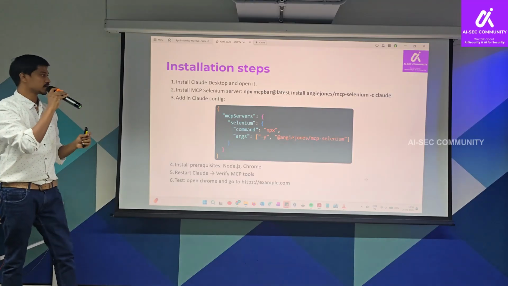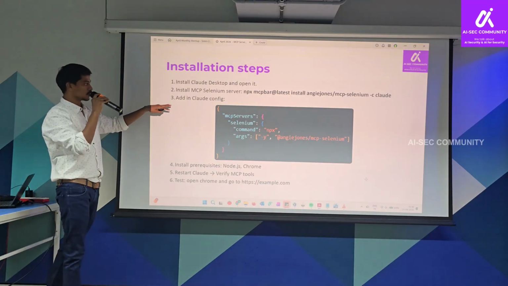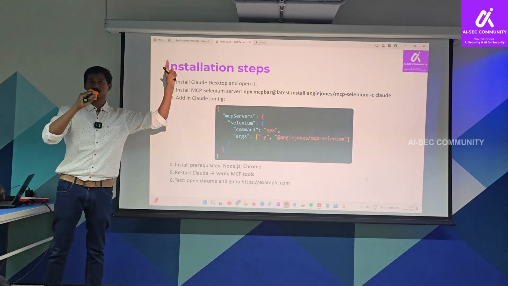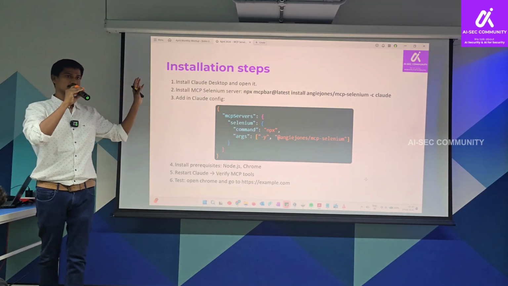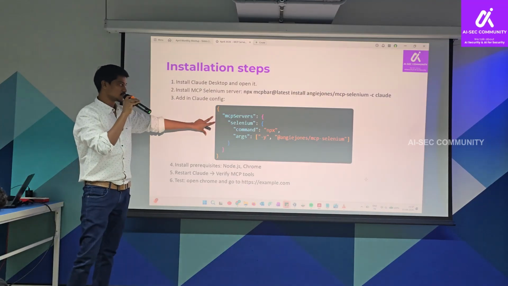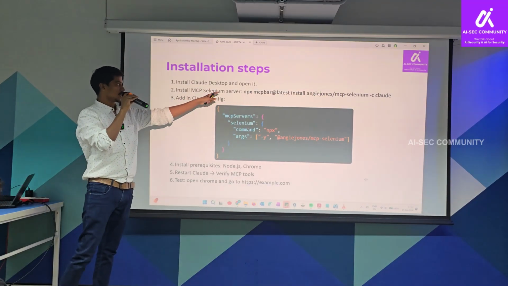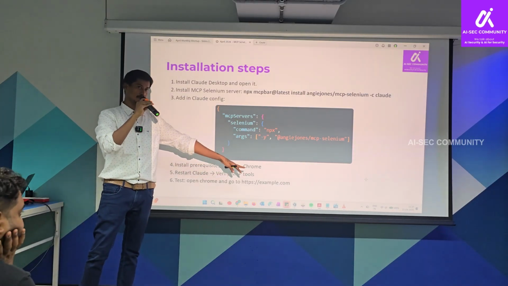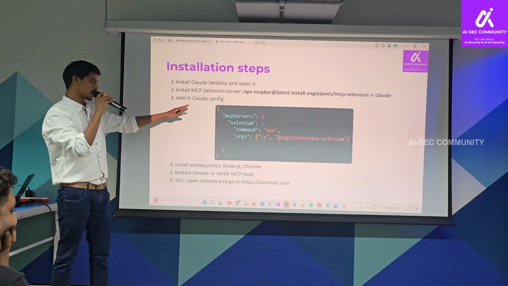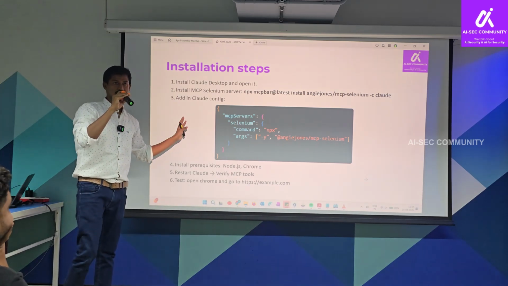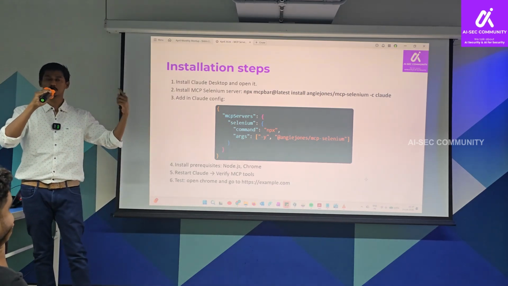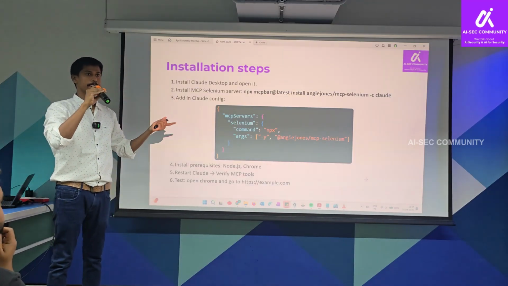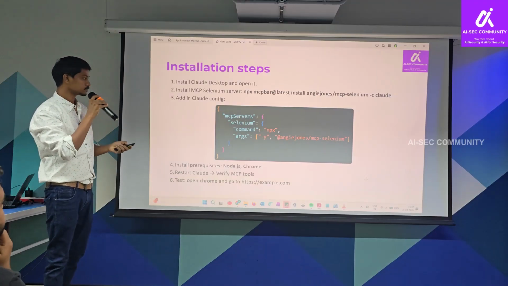So again, installation steps. You can get this JSON file, go through the same process: go to the developer option in Claude, edit the configuration file, and save this file. Before that, this is the prerequisite: you have to install Node.js and Chrome. Once you have configured it, you need to restart Claude. Every time you use an MCP installation, you have to restart it. Okay, that's what you have to perform.